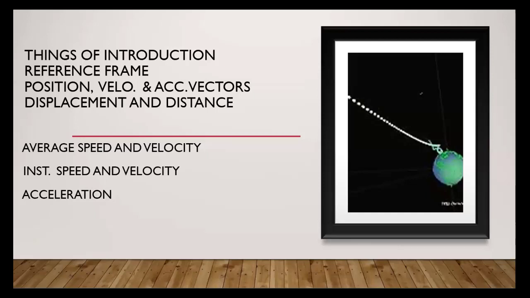Then displacement and distance. Displacement is the shortest path. Displacement can be different from distance, but distance can be the same as displacement only in one condition: when distance is equal to displacement, that is the shortest path between the two points.